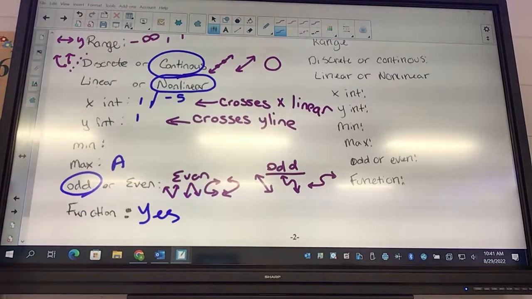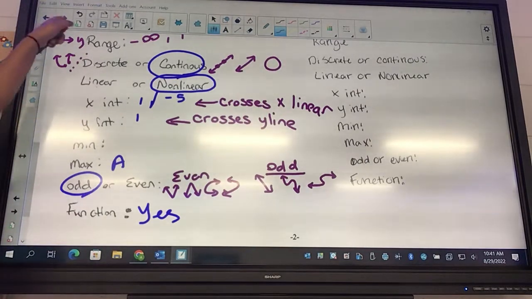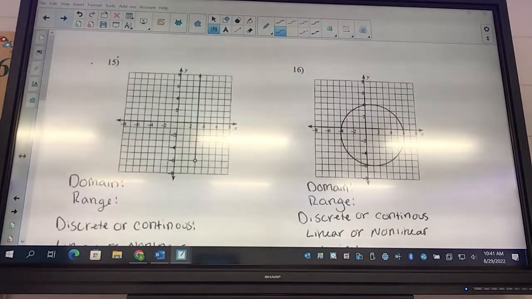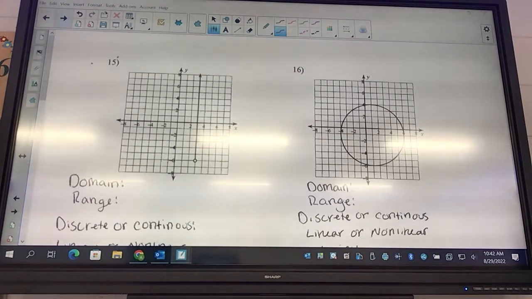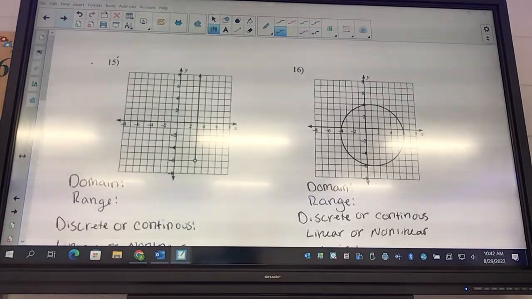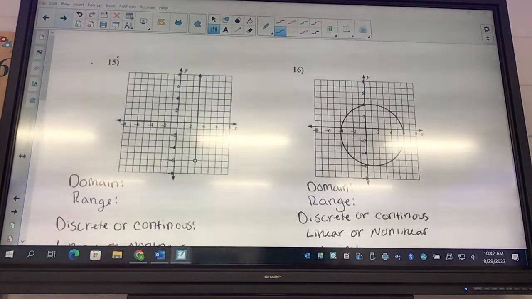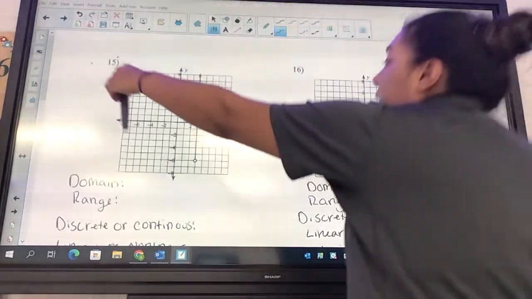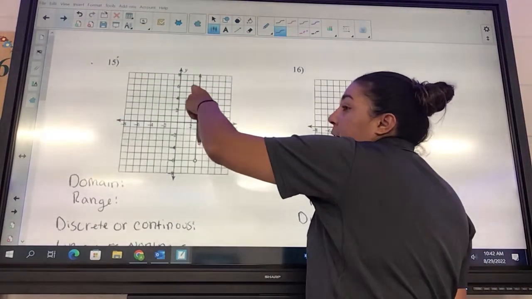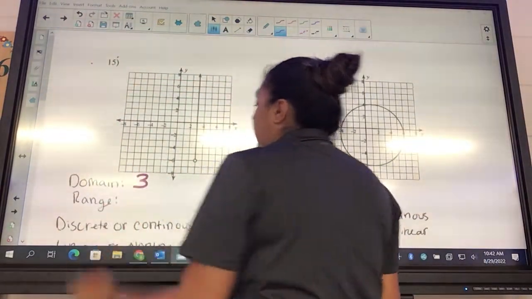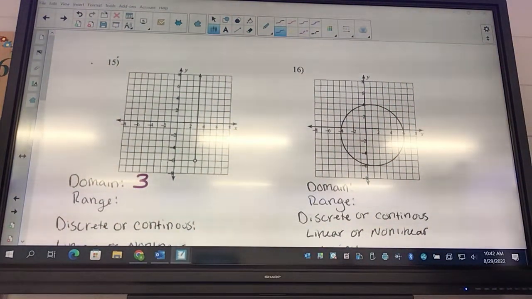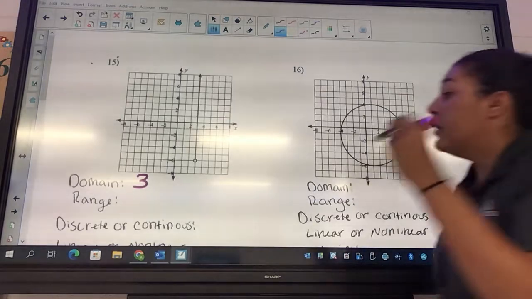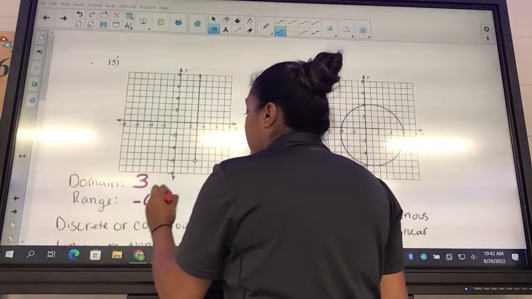Are you guys done writing this stuff down? Okay, 15. What is the domain? 3. It's just 3, right? So we start with our pencil this way, and we work over, and we are right here on 3, and there's nothing else. The range. Start with your pencil this way. Negative 6 to infinity.